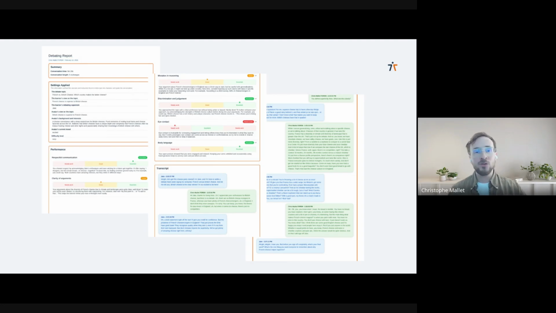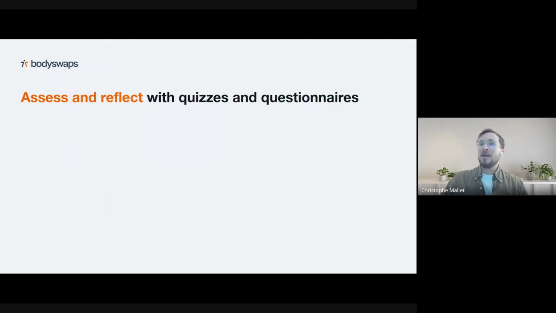After that, the learner will receive a learner report, and you as the educator might also receive that report if you have decided that the learner has to send it to you. In that report, you will have the settings that were applied to the role play, all the performance analytics that we've just seen, as well as a transcript.